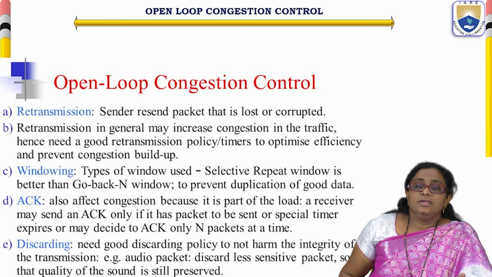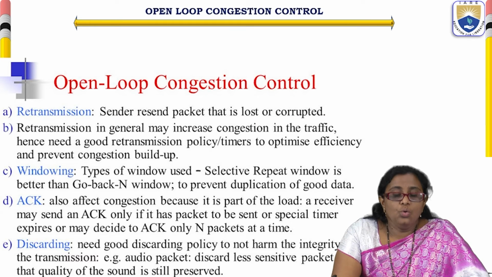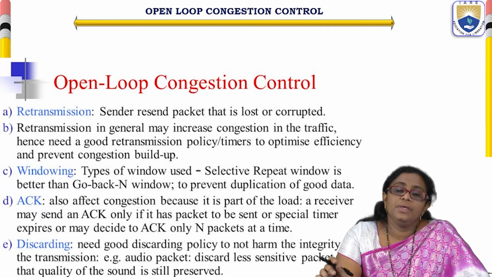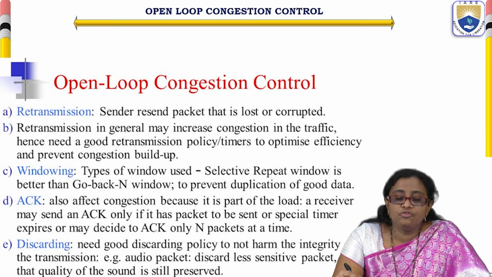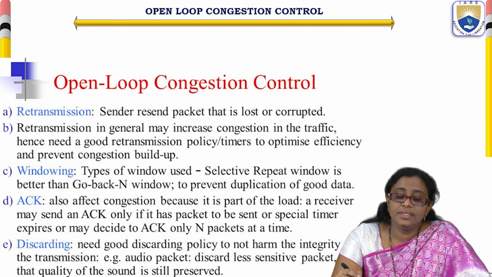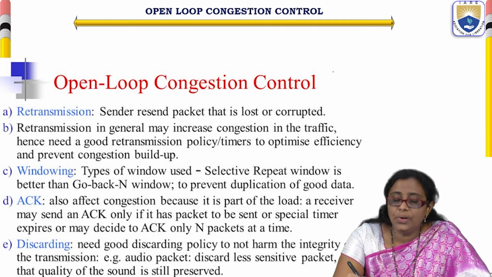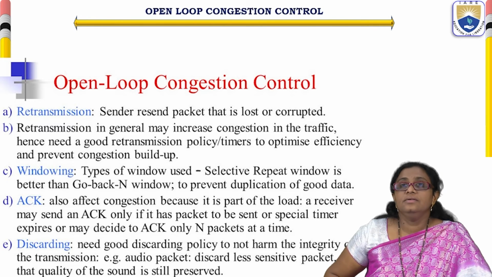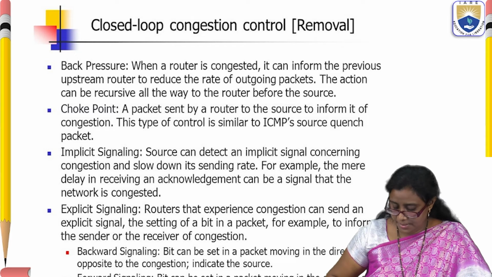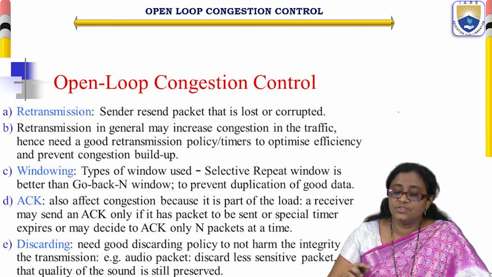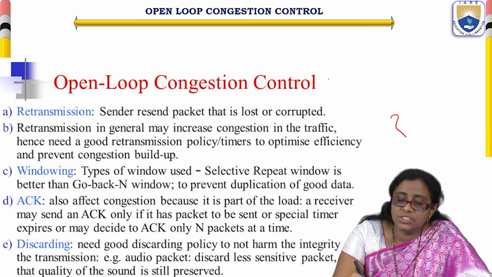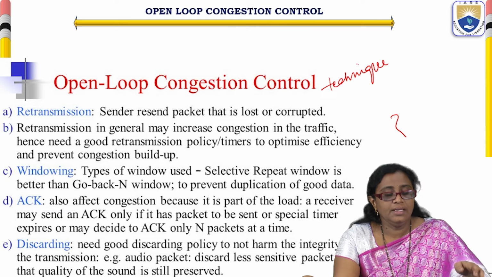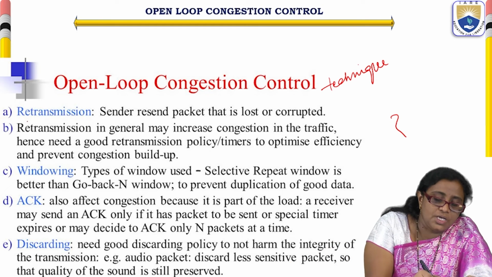Up to now we have seen the leaky bucket algorithm as well as the token bucket algorithm. Mainly there are two types of congestion controlling techniques: the open loop congestion controlling technique and the closed loop congestion controlling technique. The first one is the open loop congestion controlling technique, and here the first item is retransmission.